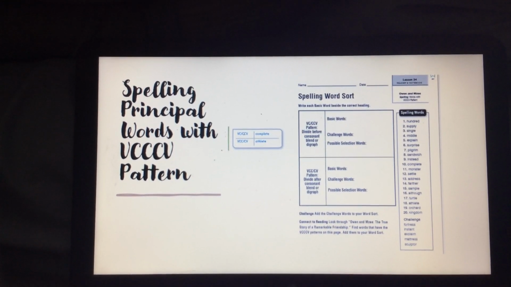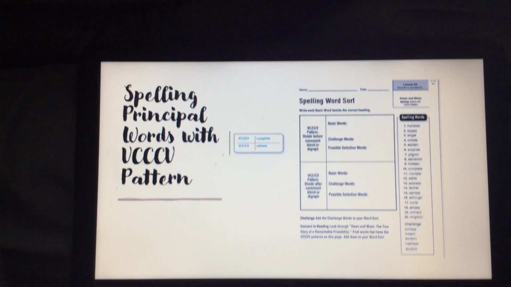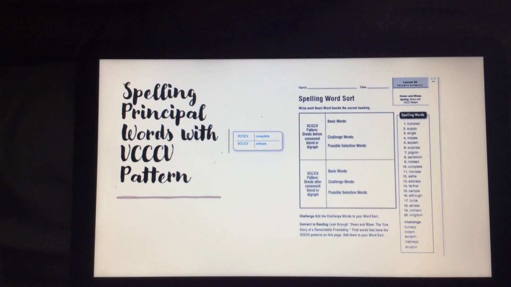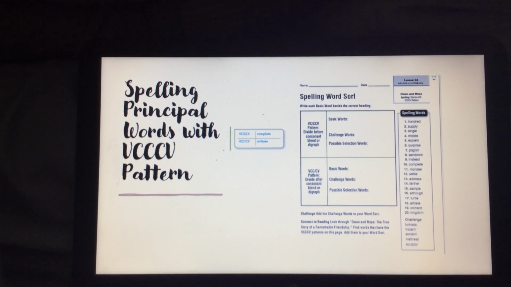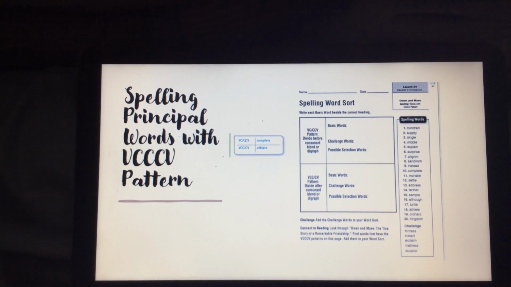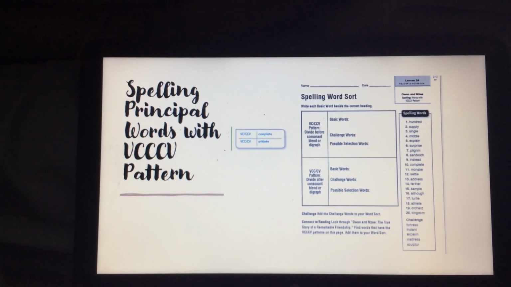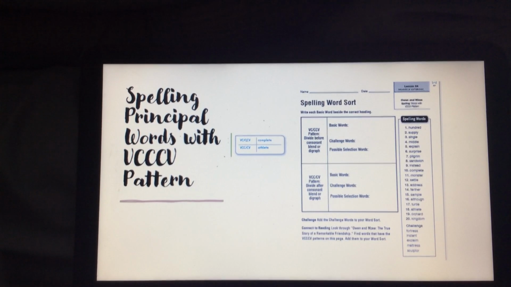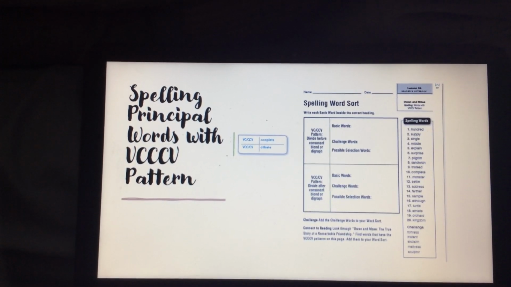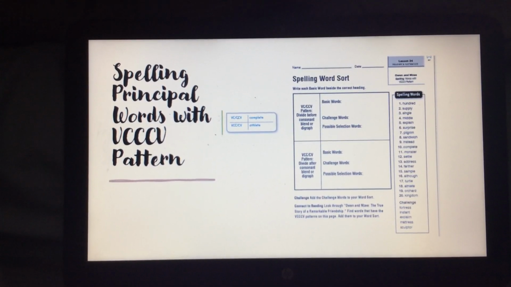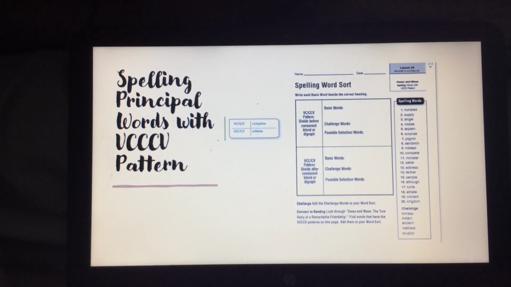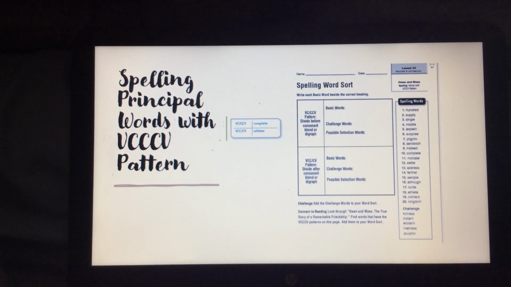For my next pattern, I have the VCC/CV, and our word for an example is athlete, and we would divide between the H and the L. I'm going to give you a few minutes. You may go ahead and pause your video, and when you are complete, you may resume and hit play.